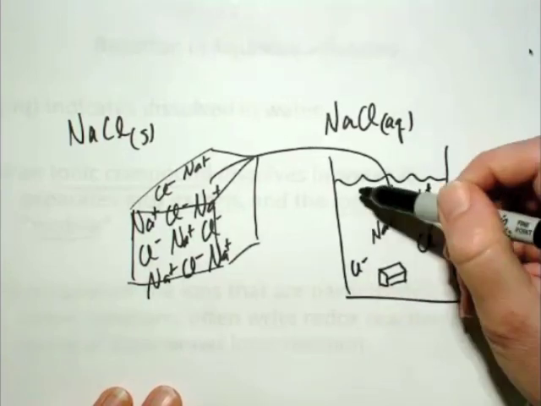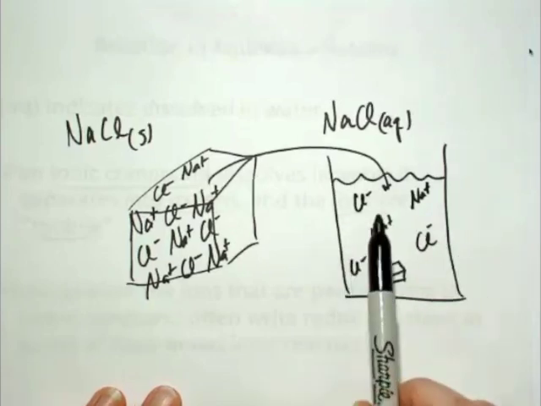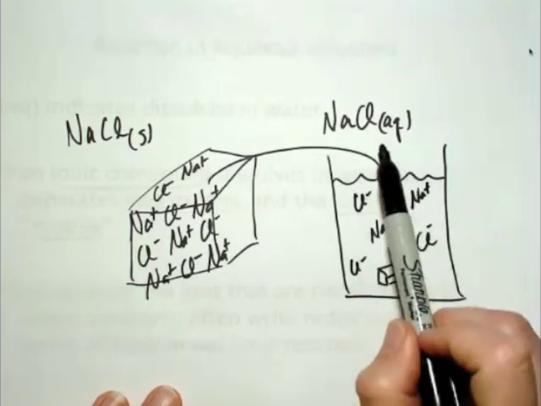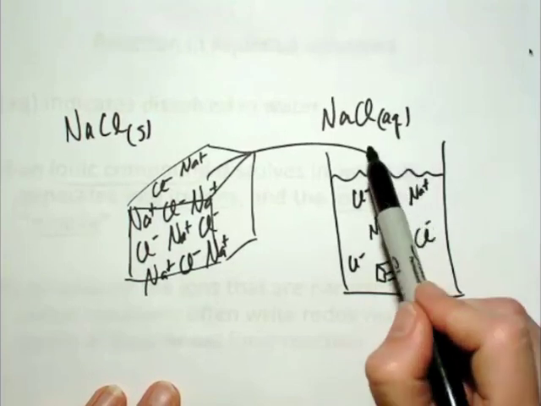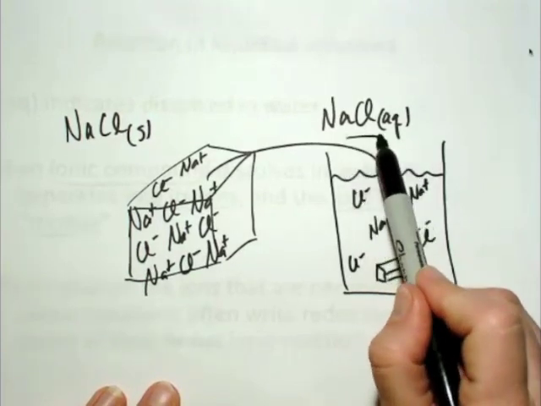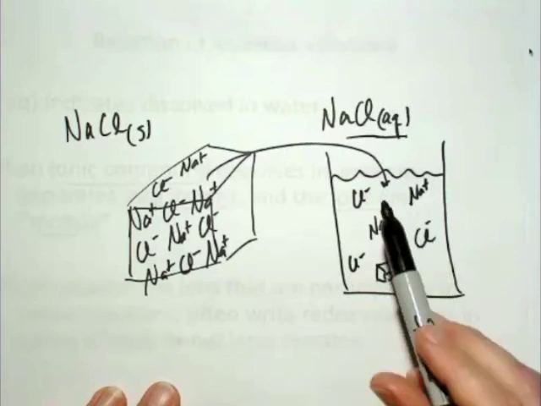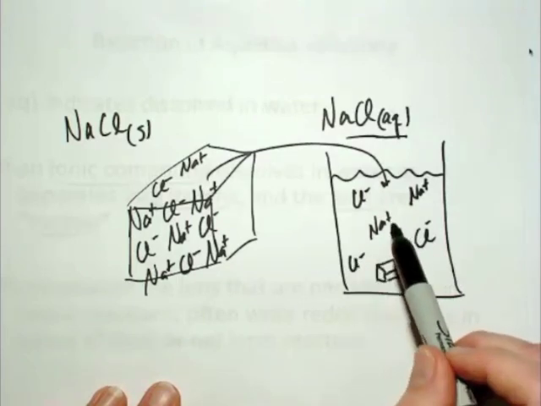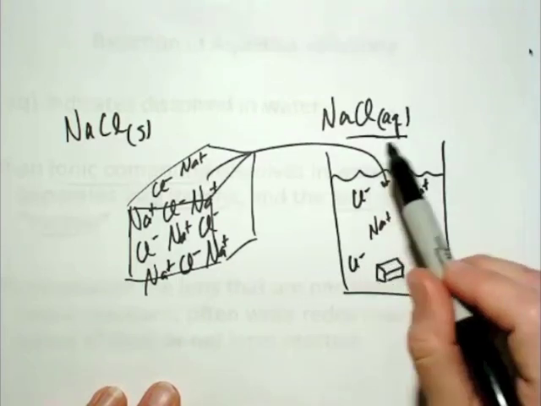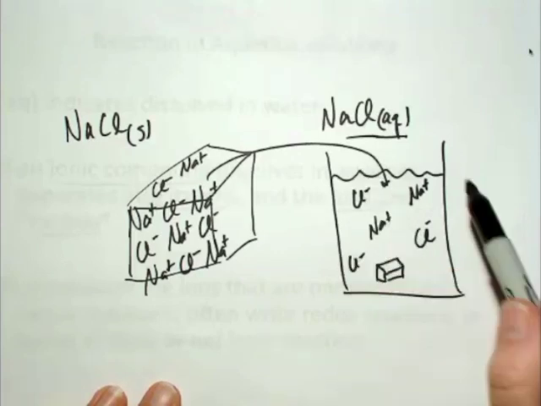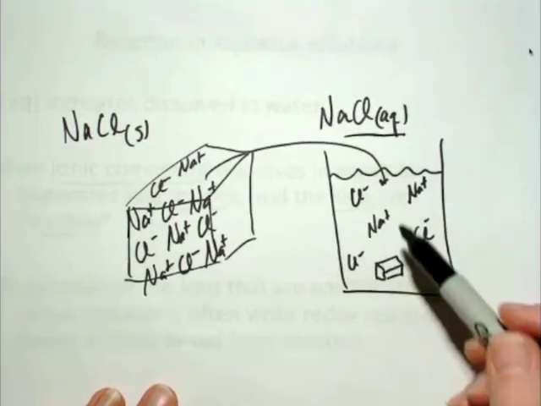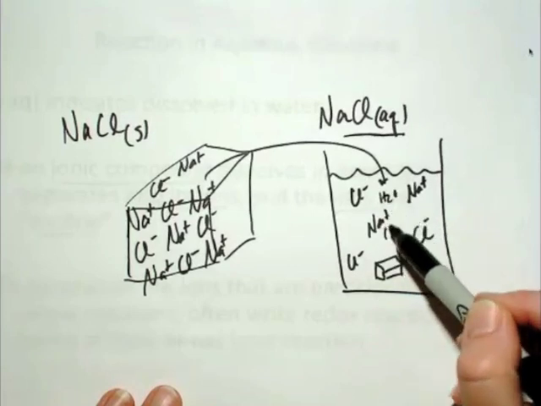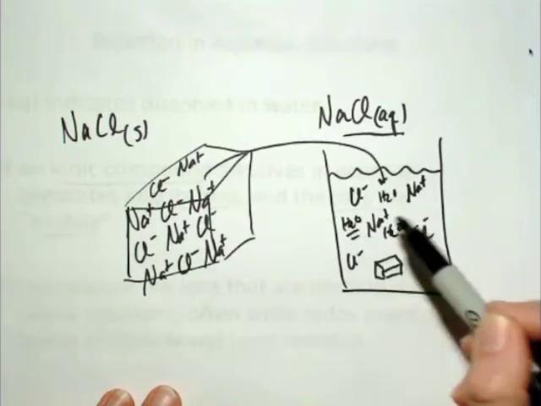But for now, I need you to know that what the chemist knows and sees when they see an ionic compound with AQ next to it, they know it's dissolved in water and that it's not existing as pairs of sodium and chloride ions, but the sodium ions and the chlorides are free, moving around, mobile, surrounded by water everywhere in solution. Okay, so that's a real important concept.